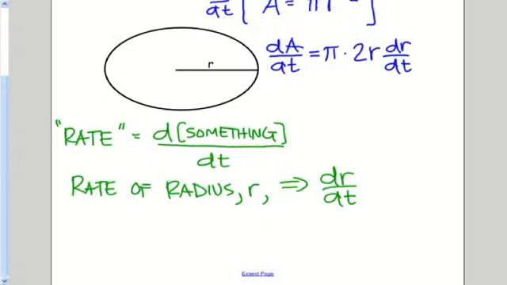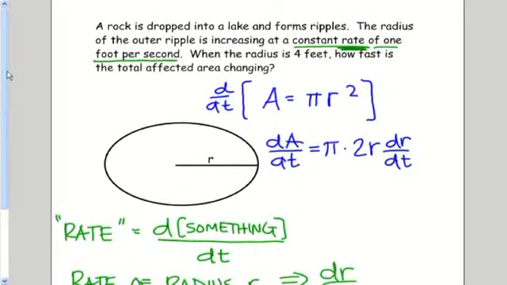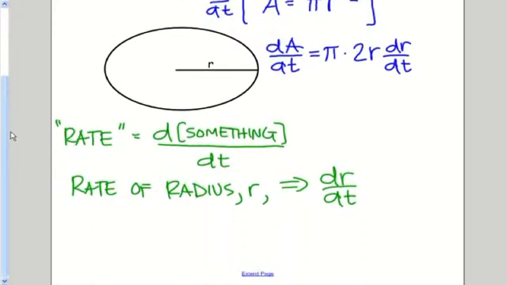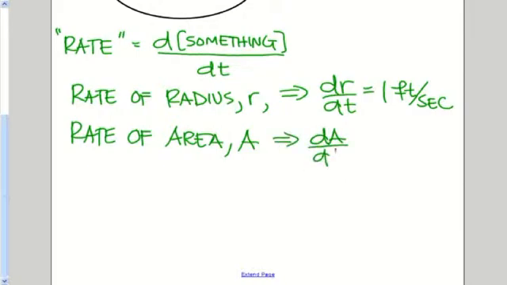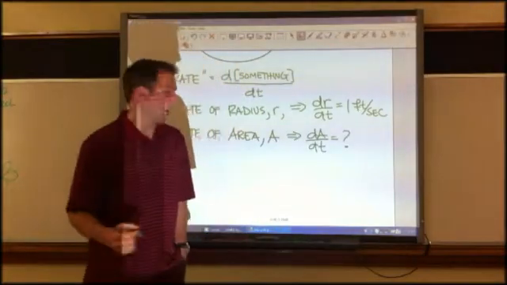So when it says that the radius is changing at a constant rate of 1 foot per second, in terms of our math notation, that means that dr/dt is 1 foot per second. By the same logic, if I was looking for the rate of the area, represented by an A, that's going to be dA/dt. And that's what we're looking for in this problem.